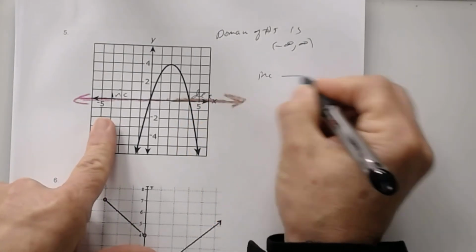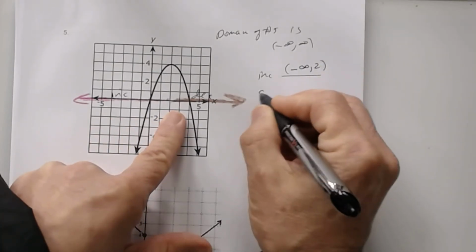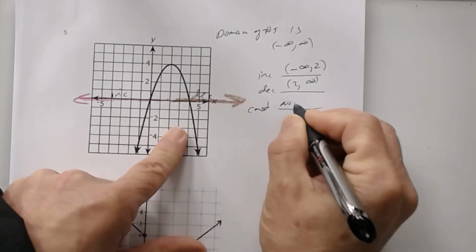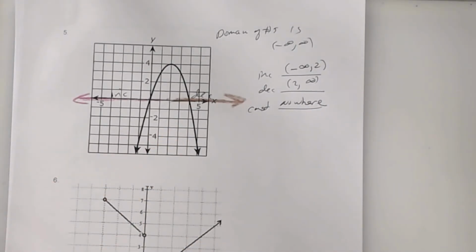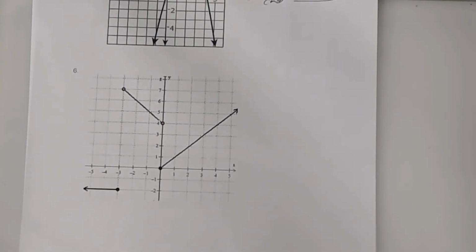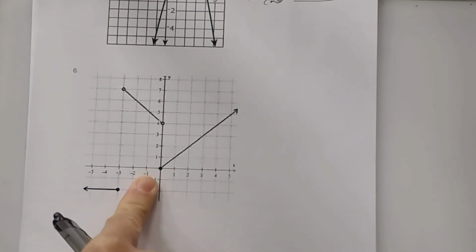So increasing from where? Negative infinity to 2. Decreasing where? 2 to infinity. Constant? Nowhere. Okay. Use colors. Do you see how the graph looks here? It's not continuous. All the other graphs were continuous. In other words, there weren't any breaks in the graph at all. You're going to learn how to graph something like this next week. It's very simple. It's not that difficult. That's it.